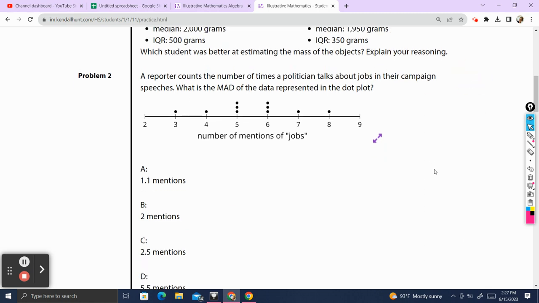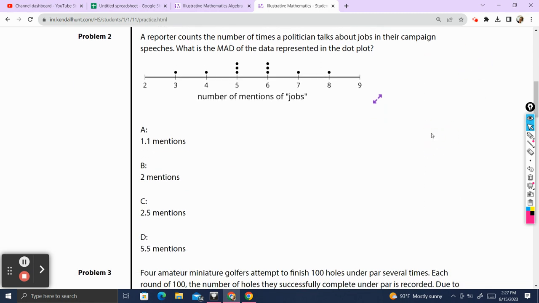Let's go on to problem number 2. A reporter counts the number of times a politician talks about jobs in their campaign speeches. What is the MAD of the data represented in the dot plot below? So first, we need to figure out the mean. The mean in this case is we add up all of the values, which we can get from the dots.